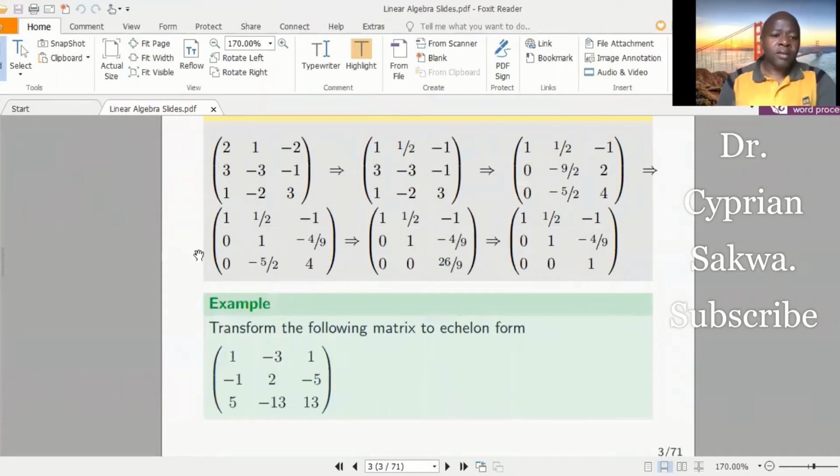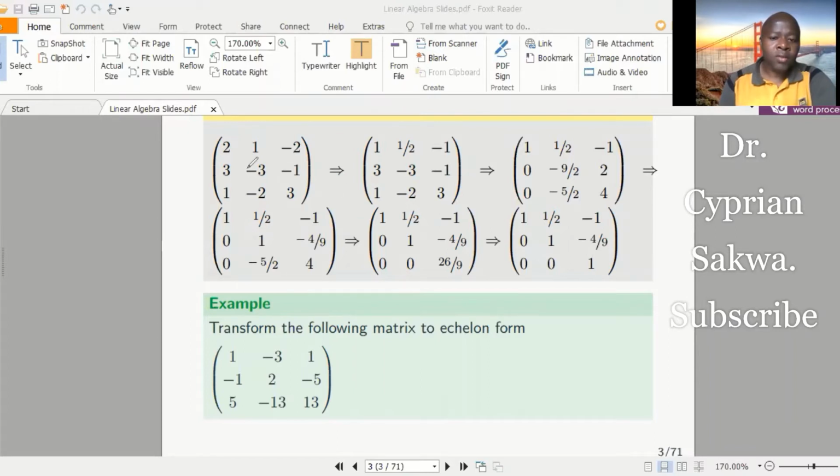So there are two ways you can proceed from this. The first way, you may want to keep this 2 the way it is, and then use it to create zeros below it. Or the other option is to create a 1 in this position the way I did, and then use this 1 to create zeros below it. And of course, that is what we'll be doing.